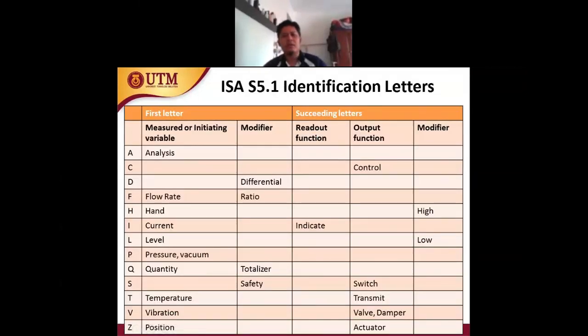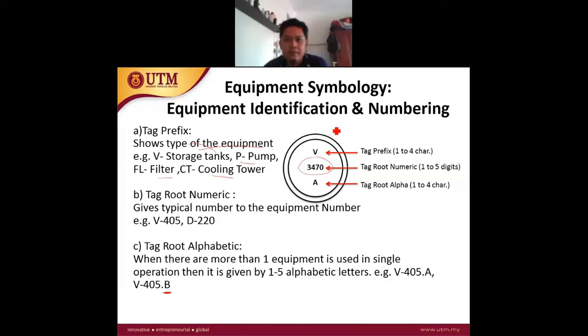I want you to later read about this graph. This is a standard identification letter given by ISA S5.1. ISA is the International Society of Automation. ISA S5.1 is an instrumentation symbol and identification standard. It's a standard.